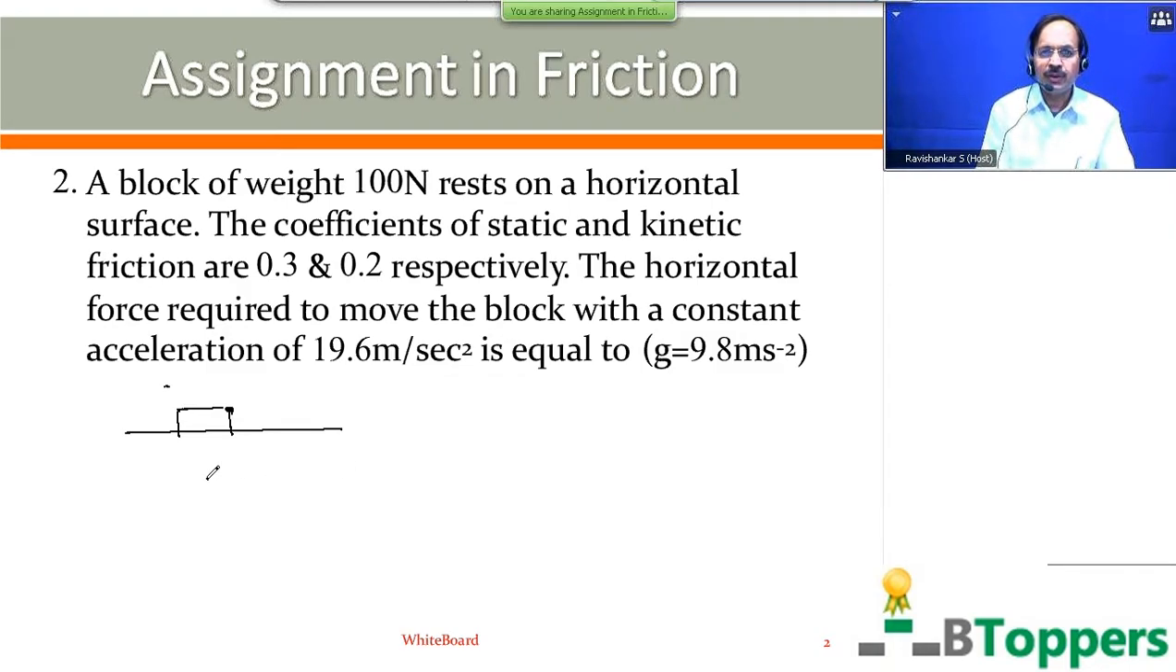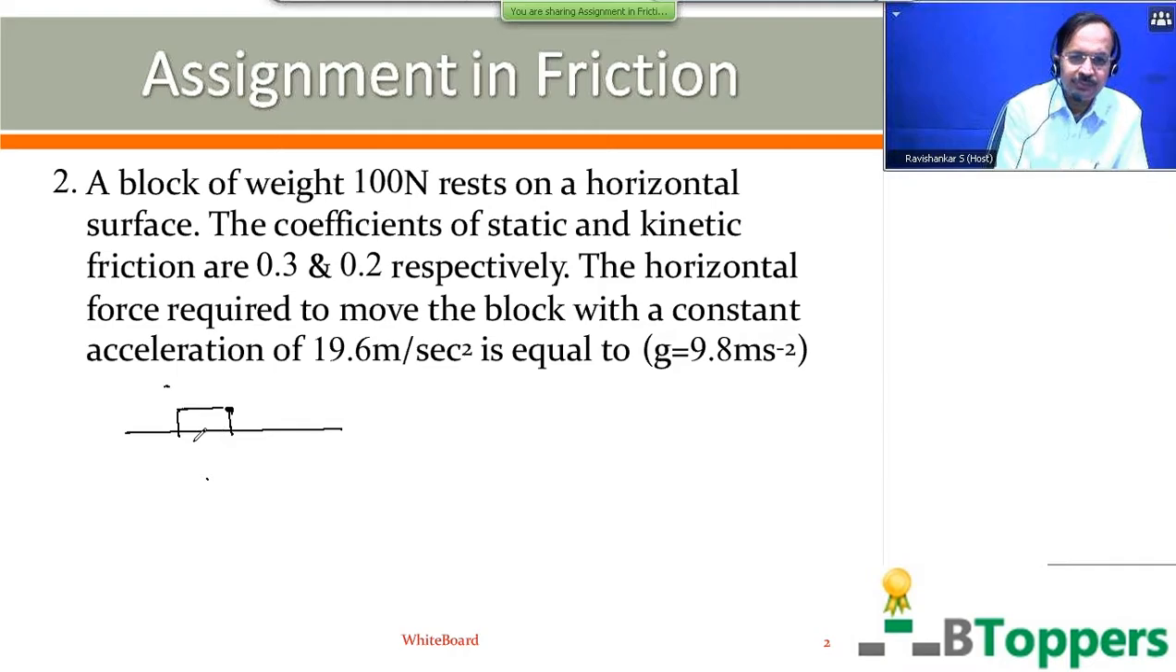Look at question number 2. A block of weight 100 newtons rests on a horizontal surface. The coefficients of static and kinetic friction are 0.3 and 0.2 respectively. The horizontal force required to move the block with a constant acceleration of 19.6 meters per second squared is equal to.